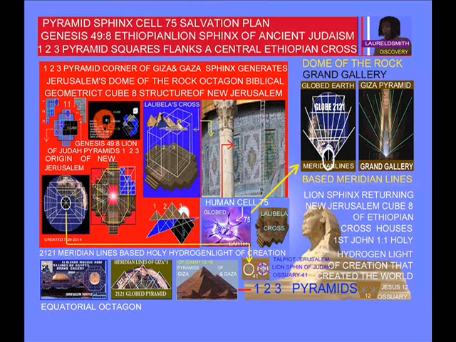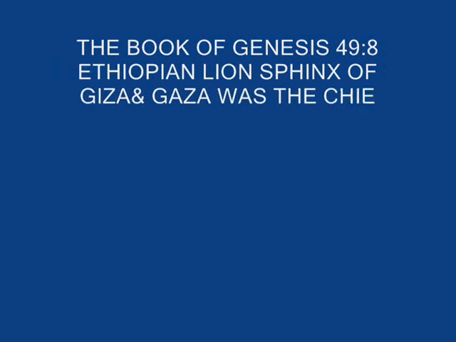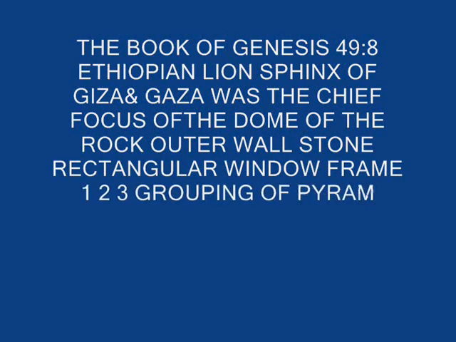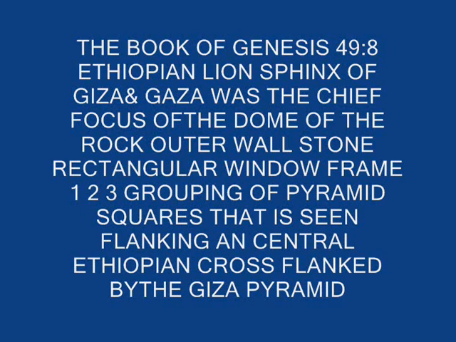So when we look at the 1, 2, 3 grouping of pyramid squares, this connects the Isaiah 19:19 Egyptian pyramids in North Africa to the Jerusalem Temple Mount, where we see the book of Genesis 49 chapter and 8 verse, fourth son of Jacob, who according to Psalms 105th chapter and 23rd verse is seen entering into ancient Egypt amongst the 12 sons of Jacob, where we currently see him today, couched down in front of the Isaiah 19:19 Egyptian pyramids, as the Ethiopian couching lion sphinx of ancient Giza and Gaza, Ethiopia, and Jerusalem.